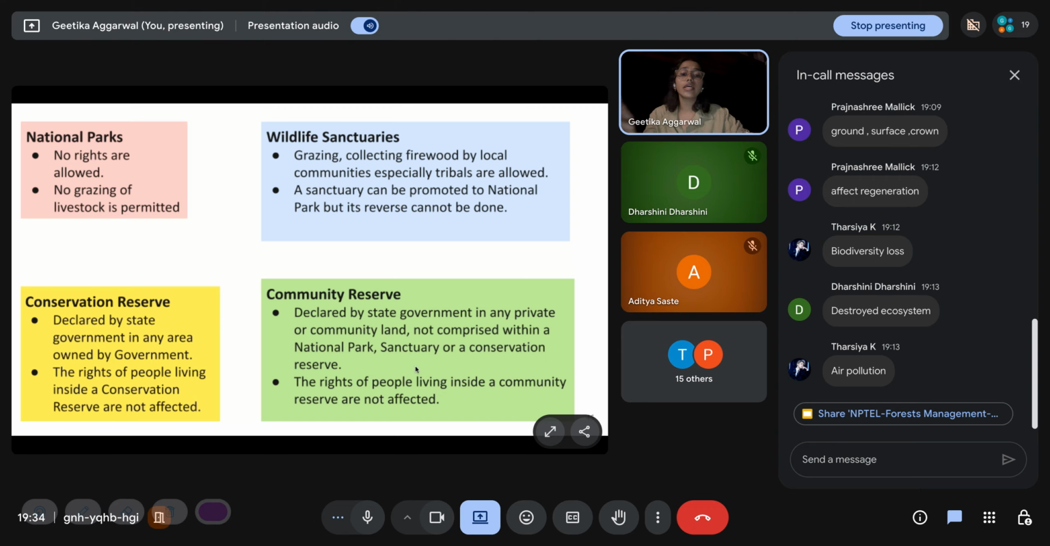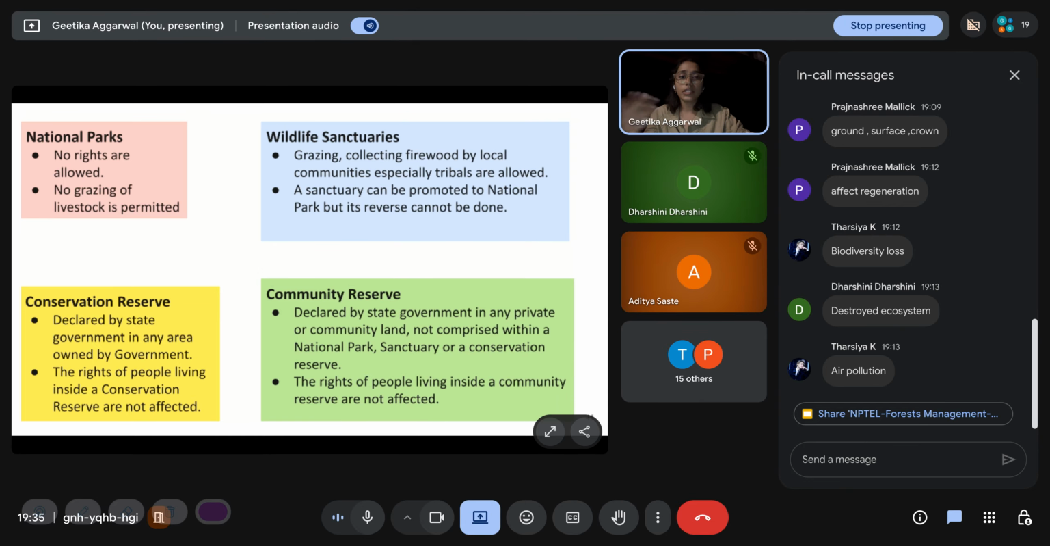A community reserve is declared by the state government in any private or community owned land, but it does not come under the national park, sanctuary, or a conservation reserve. So it cannot comprise a national park, sanctuary, or a conservation reserve. But if the land is owned by a community or a private person, it can be declared by the state government as a community reserve. Or even a person themselves can go to the government and say that, okay, this is my land, can you please protect it?